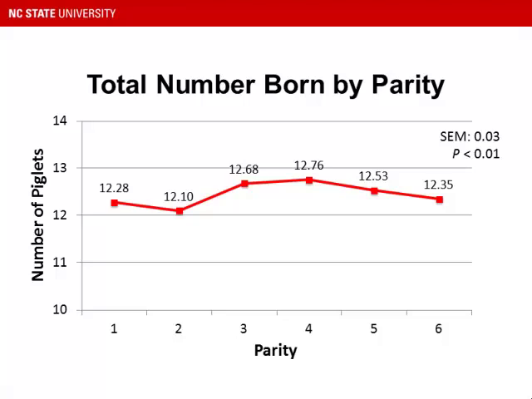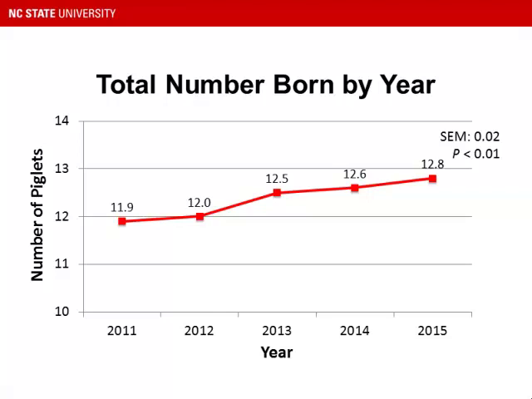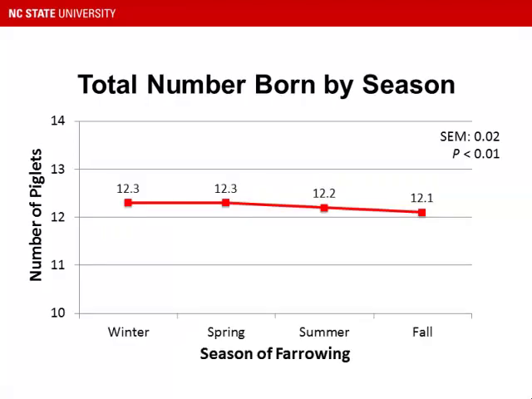So here is the average total number born by parity for the entire production system. As you can see, total number born doesn't really vary much across parity. However, the second parity sows did have the lowest average total number born, with 12.1 piglets born per litter. Total number born did increase by year, going from 11.9 piglets born on average in 2011 to 12.8 piglets born in 2015. This is generally expected across the industry as the farms improve their genetics and their production. And across the different seasons, total number born was slightly lower for sows that were gestating in the hot summer months, but overall there's not an extreme difference.